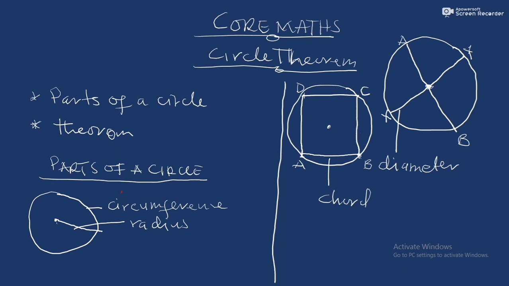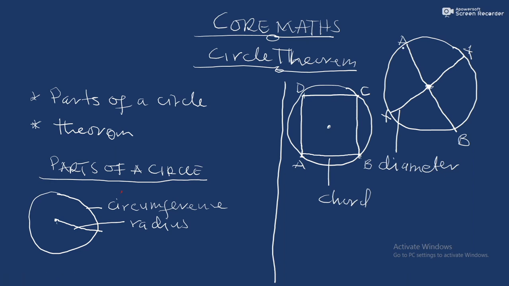BC is also a chord. It's a line within a circle that touches the circumference at 2 points. Then we also looked at a special type of chord called the diameter. We said it is a special type of chord because it is the only chord that passes through the center of the circle.